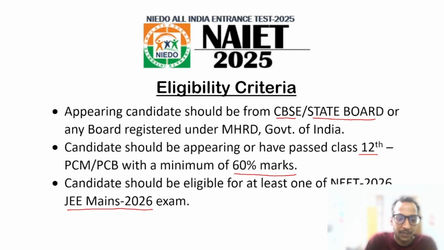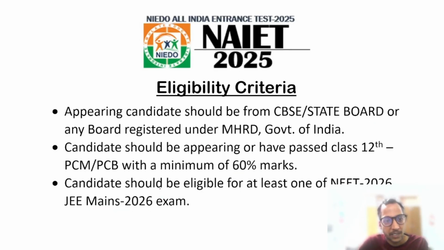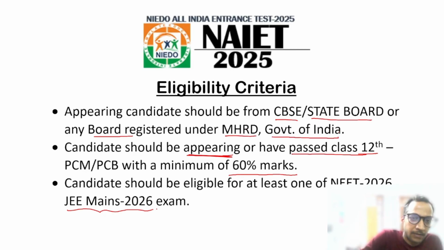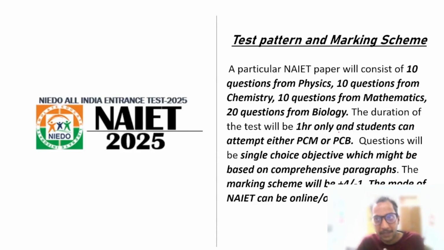What is the eligibility criteria? Basically we want to ensure that you should be eligible for the upcoming NEET examination or JEE Mains examination. So for that, you can be 12th appearing also, or you could be 12th passed out with a minimum of 60% of marks in the PCM or PCB. And there is no restriction on the board. You could be from CBSE board, you could be from state board, or any board registered under the MHRD, Government of India.